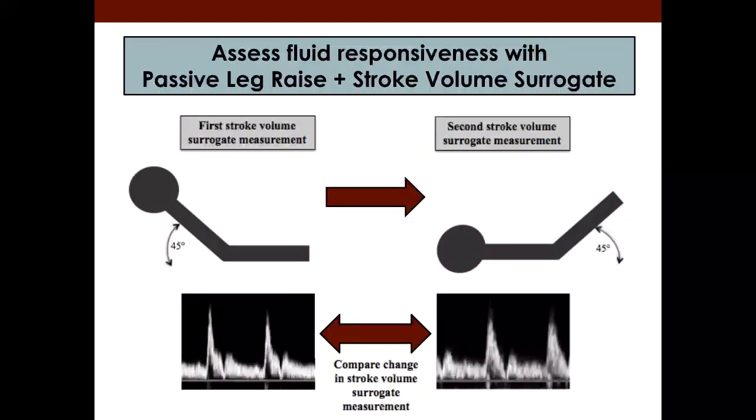So here's how you do this at the bedside. You have your patient sitting up, 45-degree angle. You do your first stroke volume surrogate measurement. You lay them down, raise their legs, then you do your second stroke volume surrogate measurement, and then you compare the change in your stroke volume surrogate measurement before and after passive leg raise.